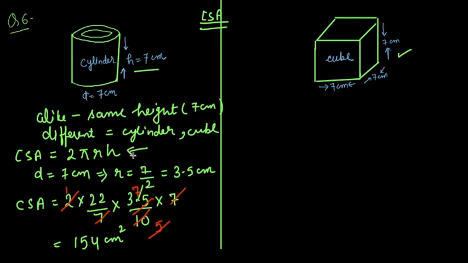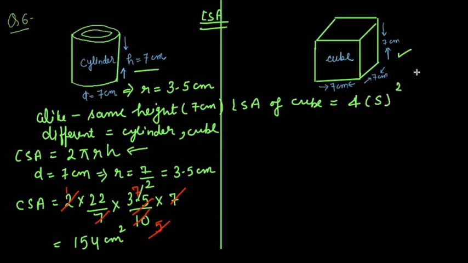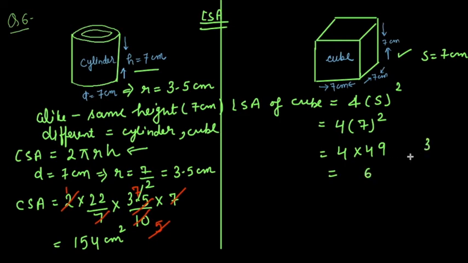We know it is 2 pi RH and the diameter was given. From here we can calculate radius will be half of it, which will be 3.5 centimeter. Height was already given. Now on the other side, the LSA of a cube is 4 side square, and the side is given here as 7 centimeter. So 4 into 7 square means 4 into 49, which becomes 196 centimeter square. So in the first case your LSA was 154 centimeter square and in cube it is coming out 196 centimeter square.